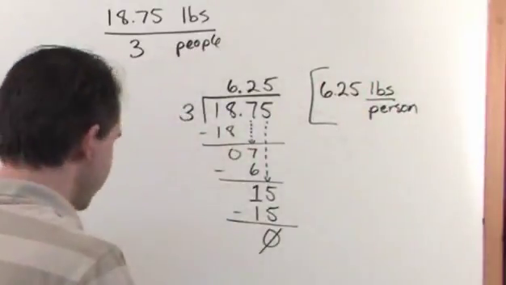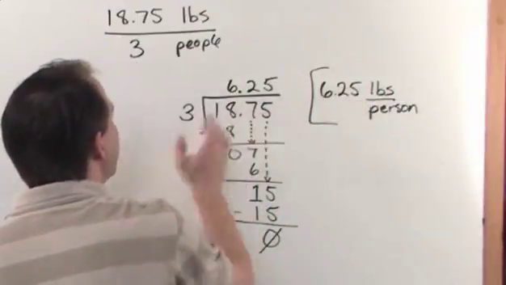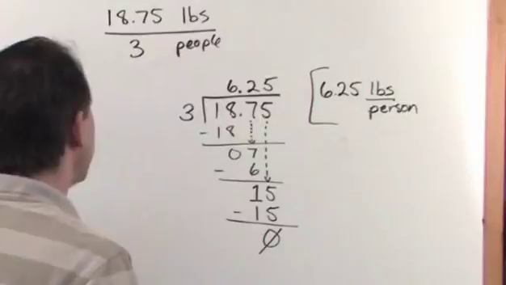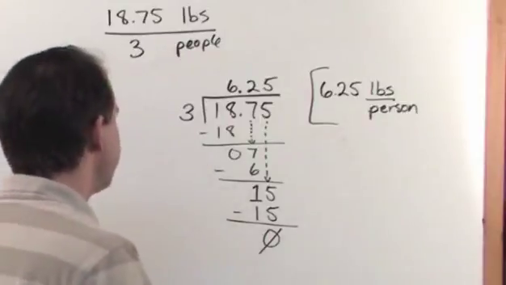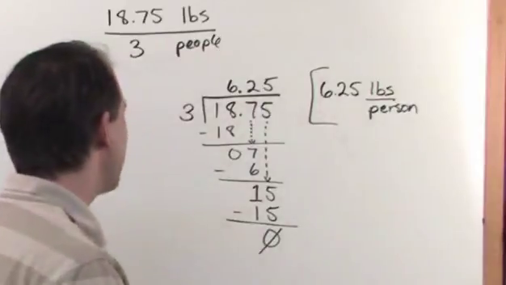Okay, so that's what we're doing here. We're finding out how many pounds goes to each person. So if a bag has 18.75 pounds of gumballs in it, and 3 people attempt to share the bag, when you do this division, you get 6.25 pounds per person.